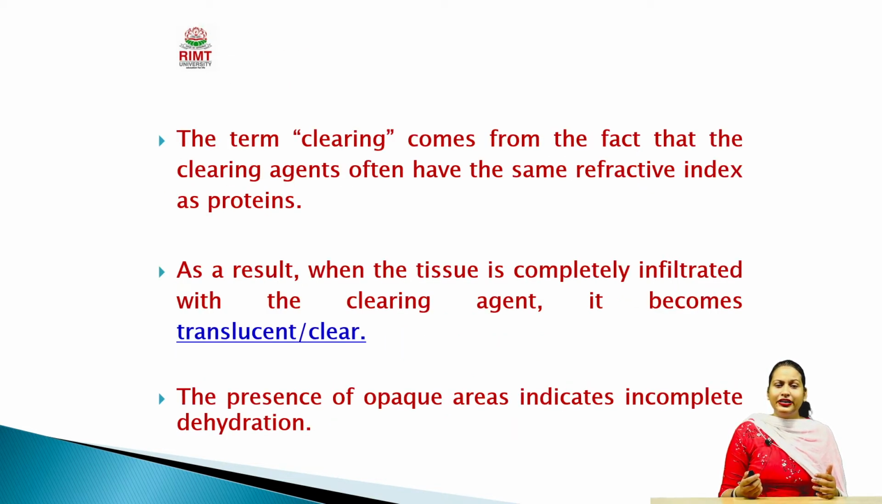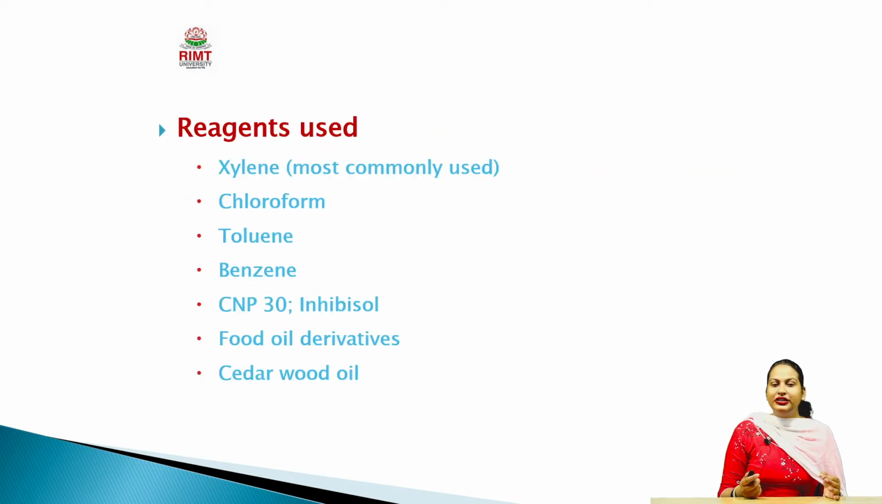The term clearing comes from the fact that the clearing agent often has the same refractive index as protein. As a result, when the tissue is completely infiltrated with a clearing agent, it becomes translucent and clear. The presence of opaque areas indicates incomplete dehydration.